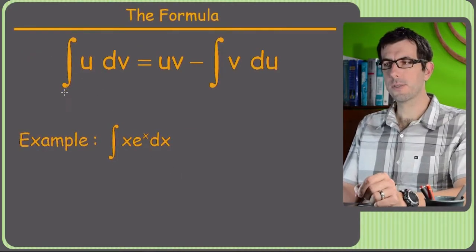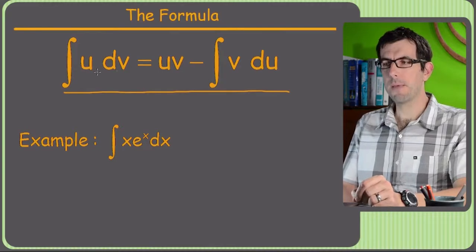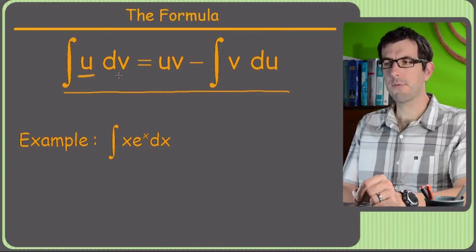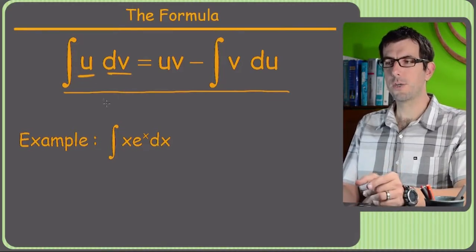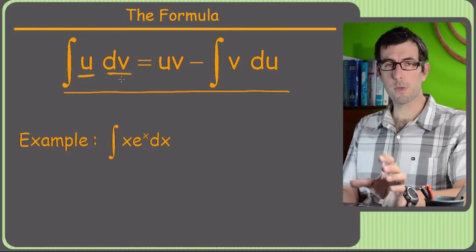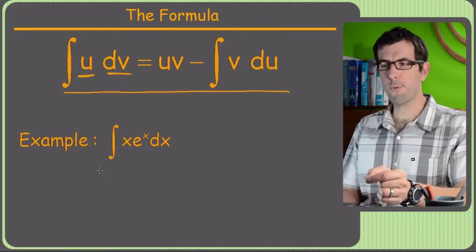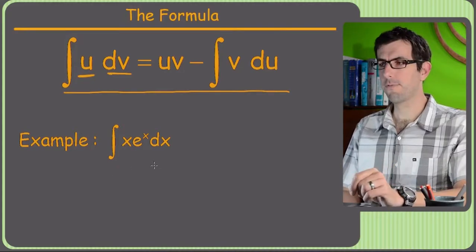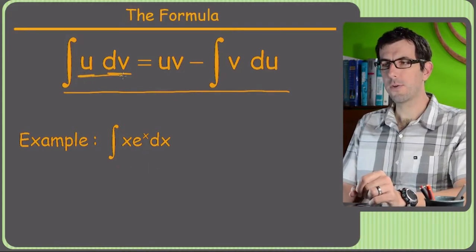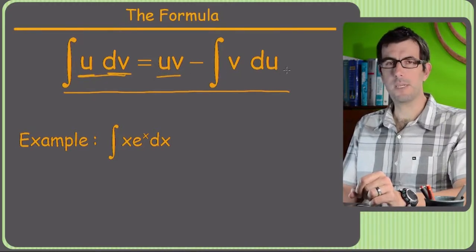So this looks like Greek the first time you see it, but the main point is that we've got a u and we've got a dv. Whatever problem you start with, like x e to the x, you're going to need to break that up into your u and your dv. So when we work these problems, we're going to set up four little equal signs, picking our u and our dv, and for our du and our v. But once you pick your u and your dv, it's just plug and chug. You've got your uv minus the integral of v du.